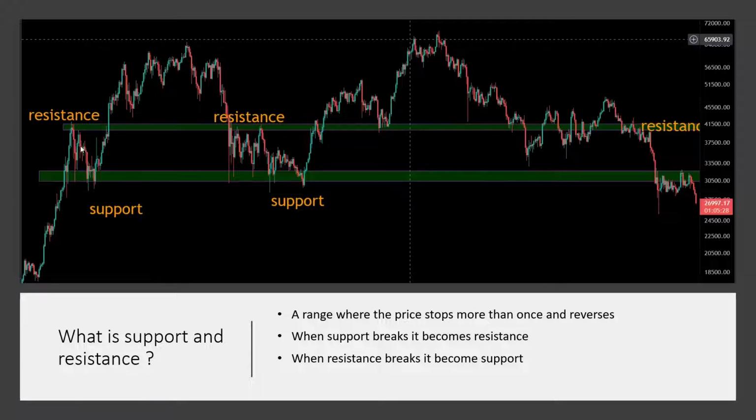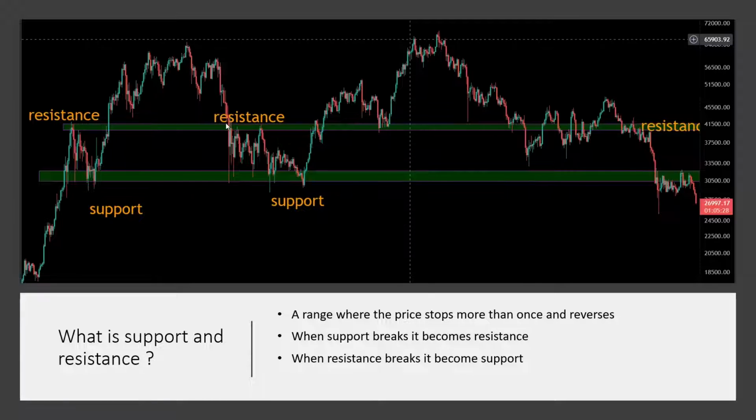So here we have support. It bounces back and goes to the next resistance. Here it breaks. The most important thing is when a support or resistance breaks, it becomes the opposite. So now it's resistance, and now you break the resistance. So now this line becomes support.